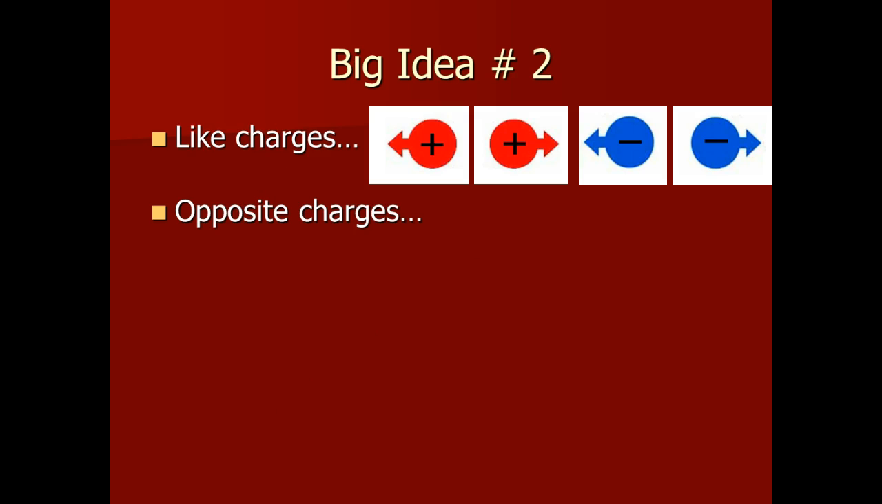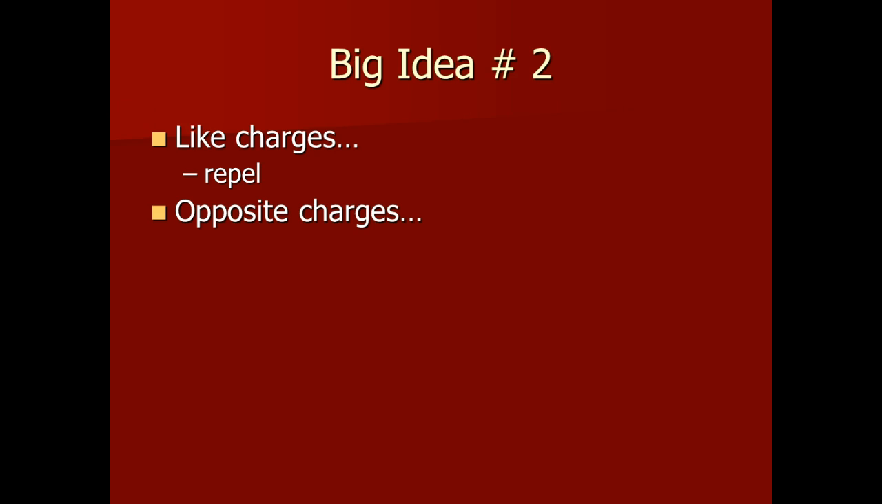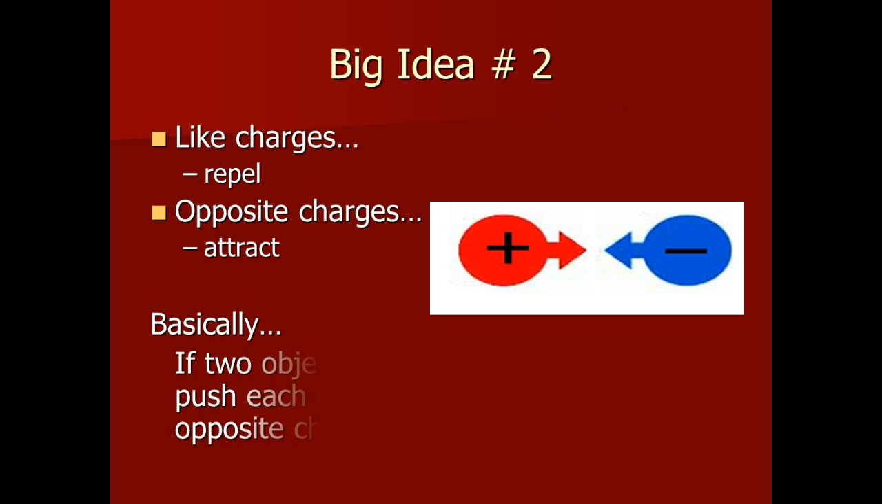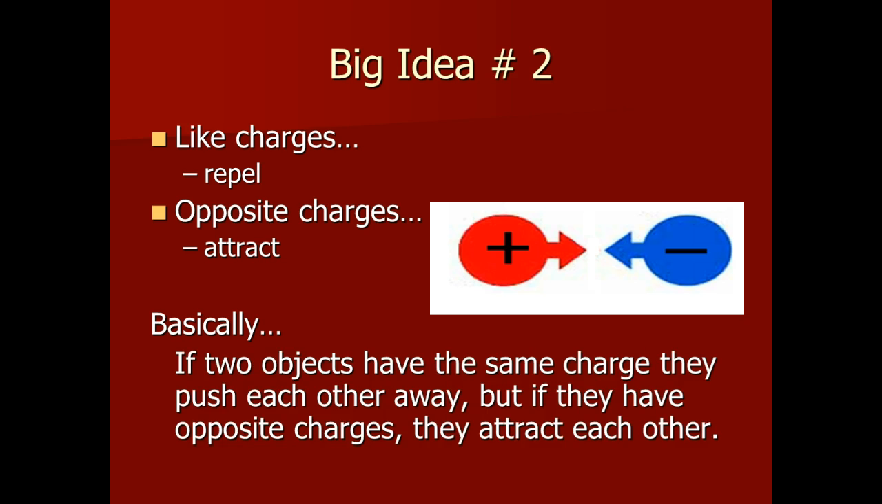When we look at our charges, and this goes back to what we've observed with magnetism, like charges repel one another. They push away. Opposite charges attract. They pull together. With magnetism, we saw this in the path or the field created by the charge. With electrostatic, we'll see it with the actual charge of the object. So basically, if two objects have the same charge, they push away. If they have opposite charges, they attract. This is where the saying, opposites attract, comes from. It's not just a romantic phrase.